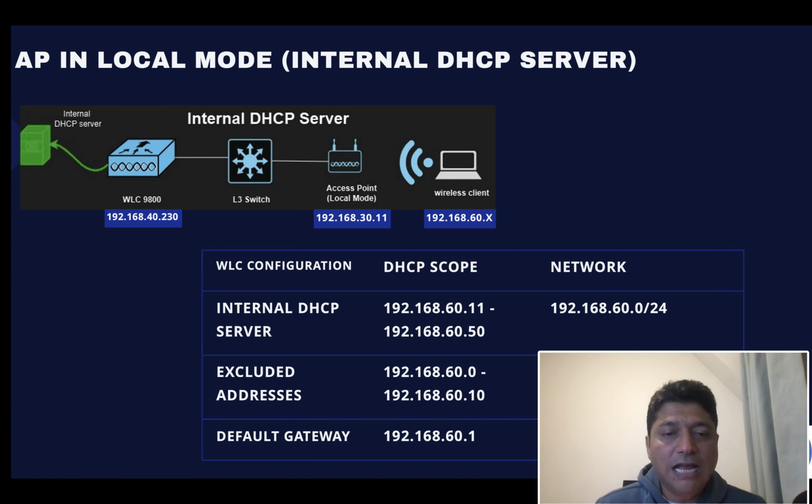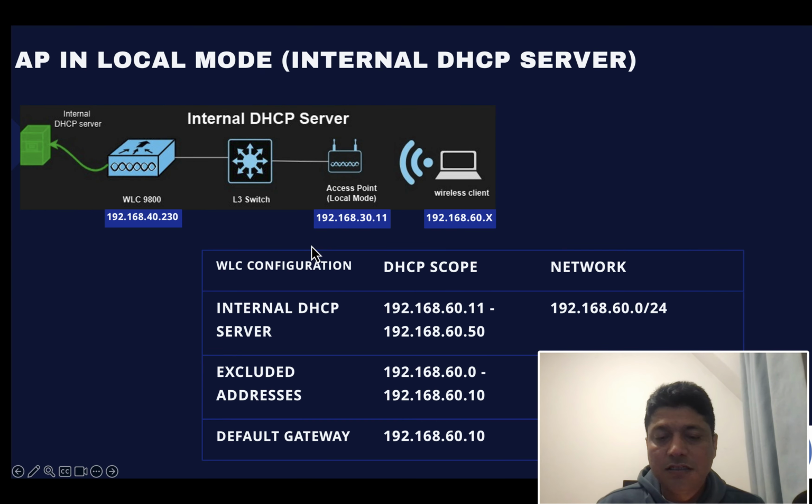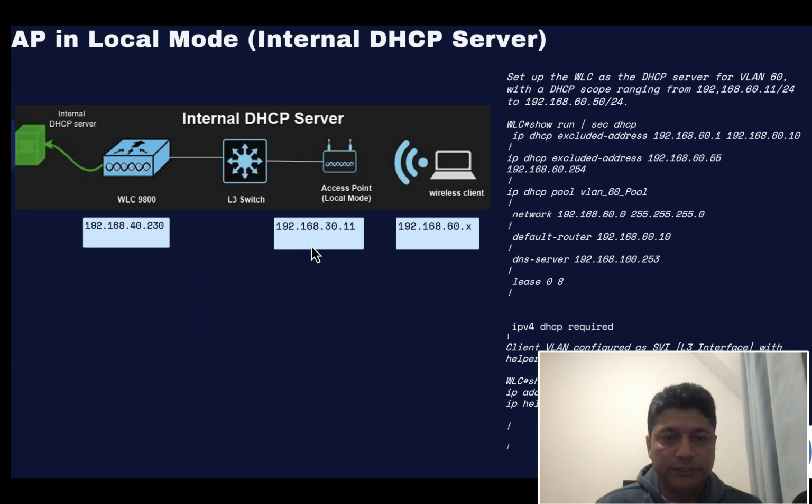So in my lab, my access point IP address is from VLAN 30, which is 192.168.30.11. My controller IP address is 40.230, and the client is supposed to get an IP address from 60.x, which is from VLAN 60. I would be excluding some range which I have mentioned in this table, and my gateway is not .1, in fact it is 60.10. So my gateway IP address is 60.10, and the DNS server is 192.168.100.253. This would be my configuration. As you can see, I would be creating a DHCP pool, and I would exclude some range from that particular pool.